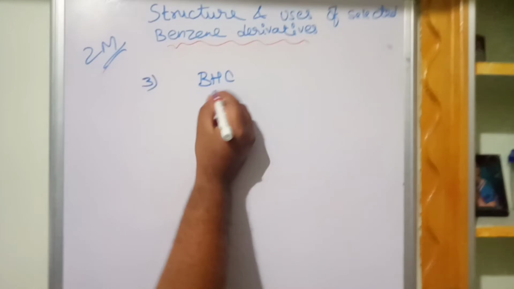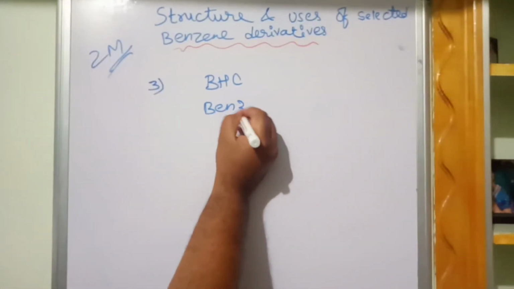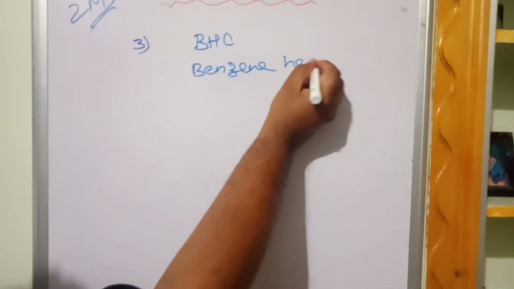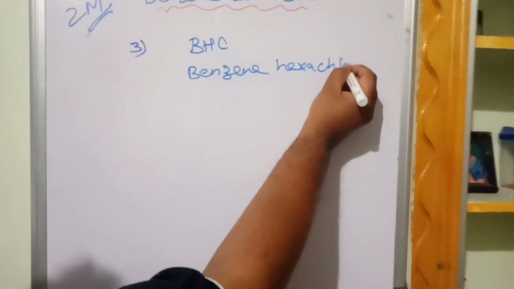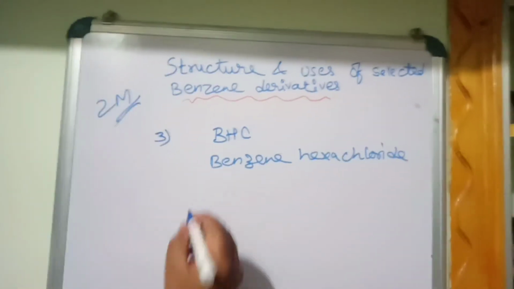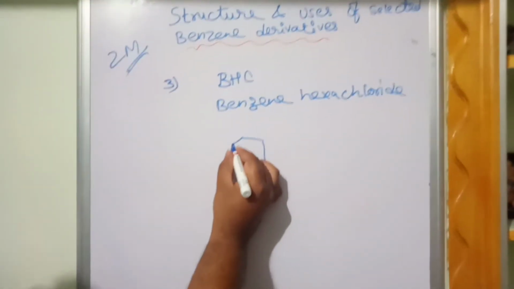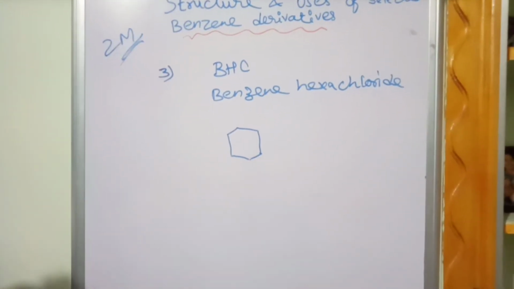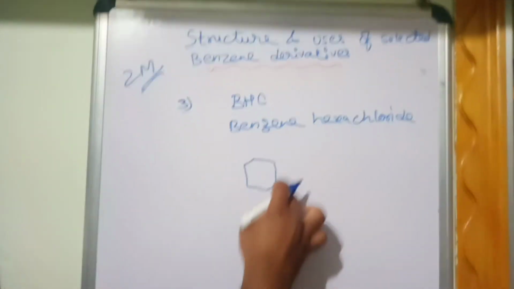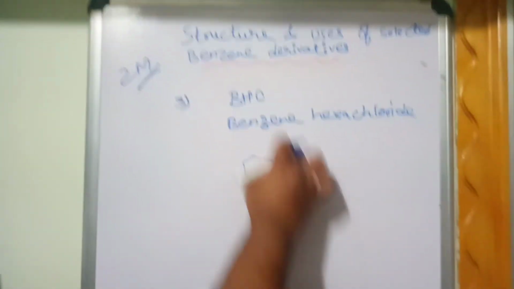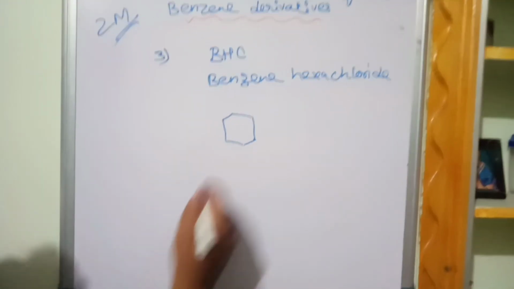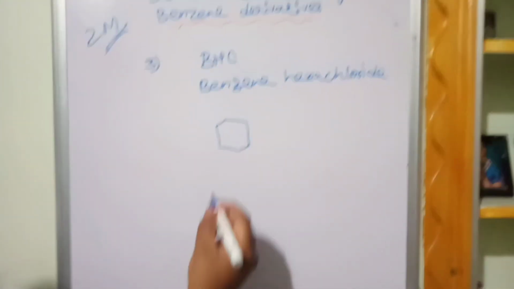And third, if you see that third one, is BHC. What is this BHC? Benzene hexachloride, or cyclohexane hexachloride. Cyclohexane, what is this? This is a six-membered ring containing carbon which are saturated. No double bond. It is not a benzene. It is a cyclohexane.